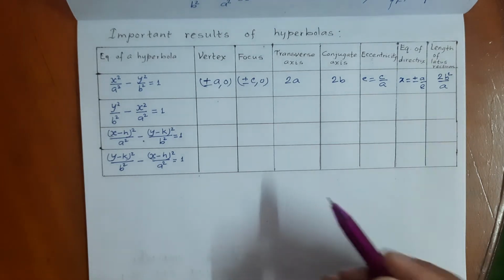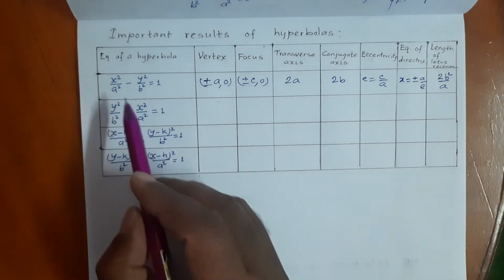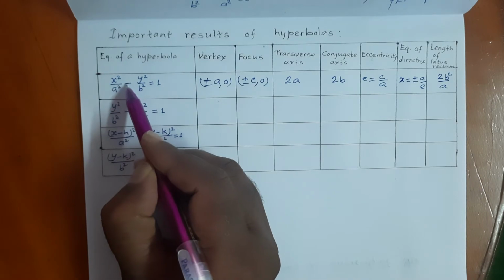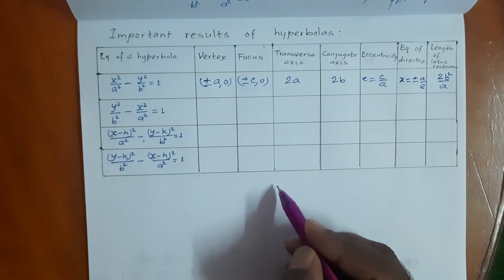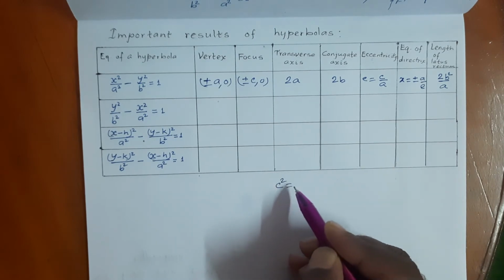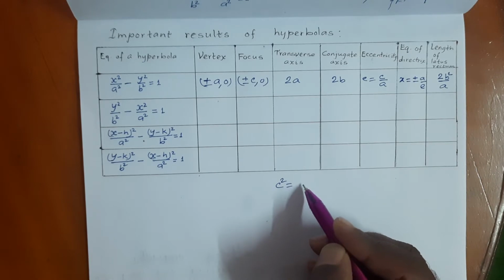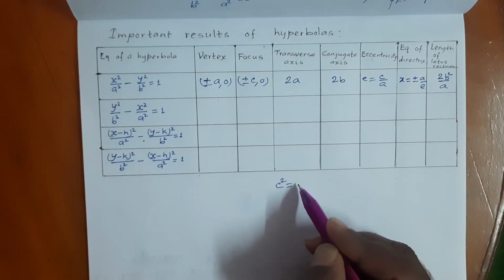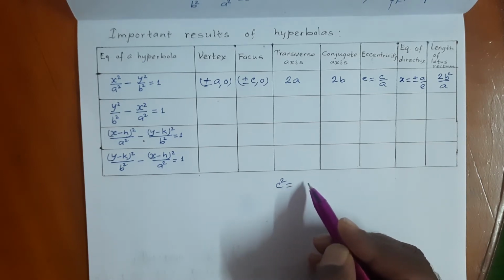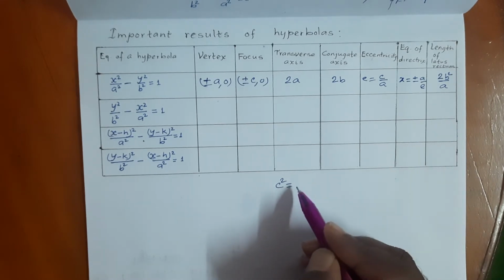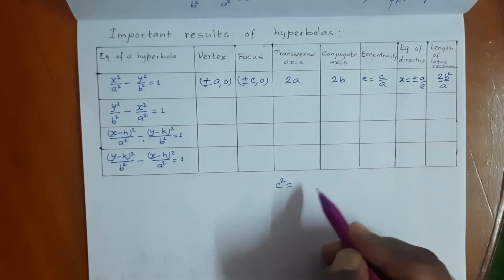Okay, the different thing from ellipse is in this equation. In ellipse it used to be plus here, but here is a minus. And next thing is in the value of c square. While finding out c square in ellipse, we used to find c square by the formula a square minus b square if a is bigger than b, and c square equal to b square minus a square if b is bigger than a.